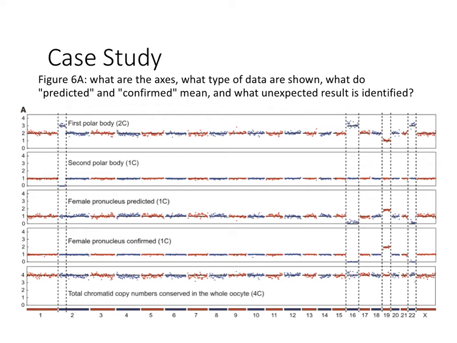What's maybe the easiest question to answer? If there is one easiest question that I've written up here, what would it be? Okay, what are the axes? So what's on the x-axis? Right, it's human, and what gives you a hint that it's the number of chromosomes? Yeah, there's 22, and then there's the sex chromosome, an X.